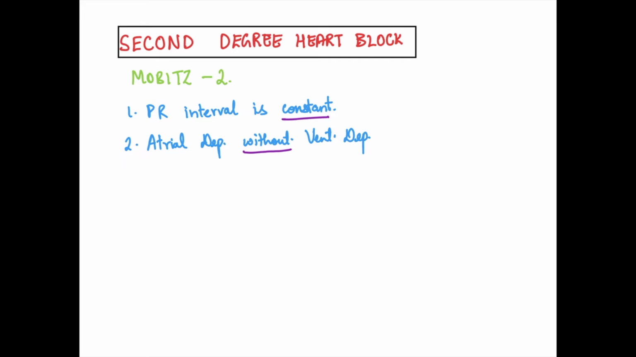There are three different types of Mobitz type 2. One is 2 is to 1, and the other is 3 is to 1, and 4 is to 1. So what is meant by 2 is to 1, 3 is to 1, and 4 is to 1 is that the number 2 denotes the number of P waves, and number 1 denotes the QRS complex basically. So for example, 2 is to 1 means there will be 2 P waves for 1 QRS complex.